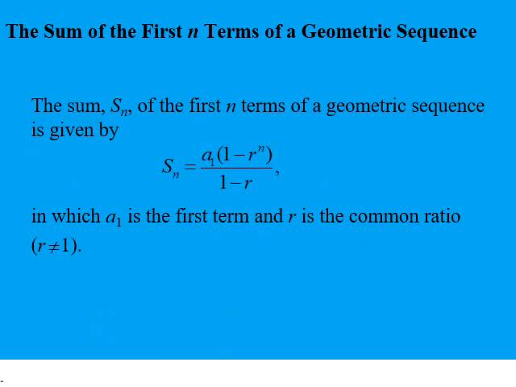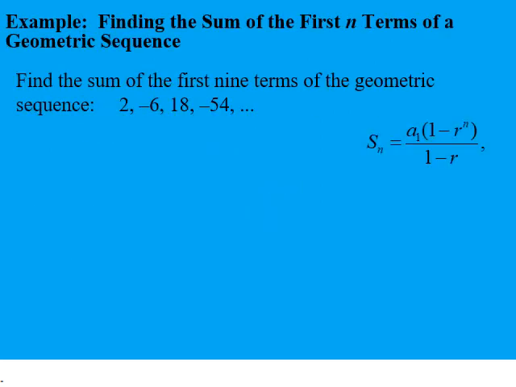Find the sum of the first n terms of a geometric sequence. The sum Sn of the first n terms of a geometric sequence is given by Sn is equal to A1, the first term, multiplied by 1 minus r, the common ratio, to the power of n, divided by 1 minus r, where r is the common ratio. For example, find the sum of the first 9 terms. So I wanted to figure out S9.